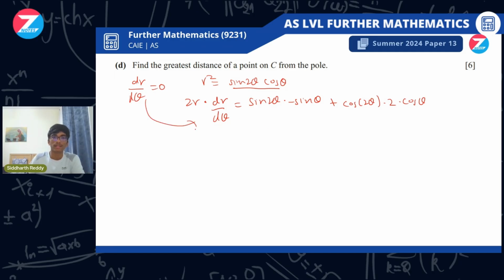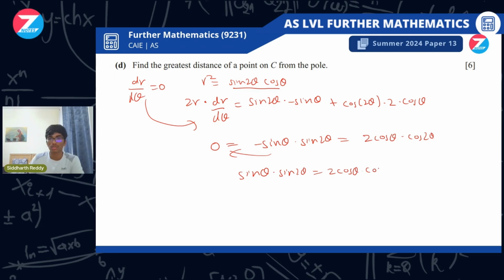And this dr by d theta is 0, right? So we get 2r times 0, which is just 0. So we have 0 is equal to minus sine theta times sine 2 theta plus 2 cos theta times cos 2 theta. So moving this to the other side, we get sine theta times sine 2 theta is equal to 2 cos theta times cos 2 theta. So dividing by cos theta and cos 2 theta, we get tan theta times tan 2 theta is equal to 2.